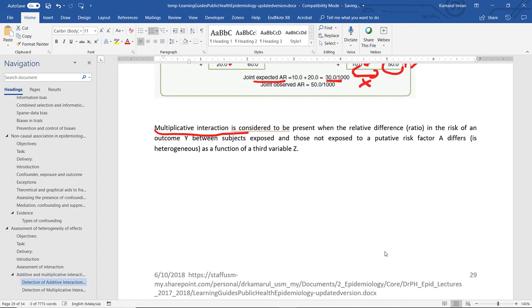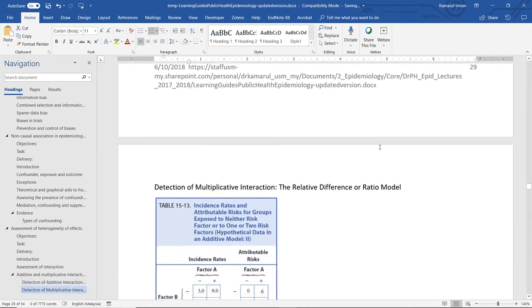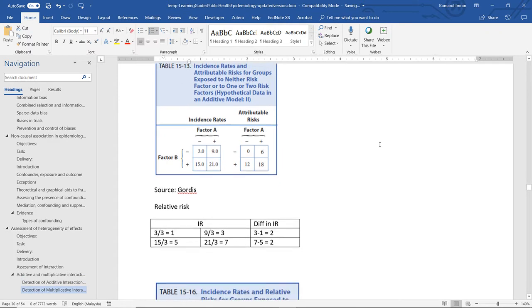Multiplicative interaction is considered to be present when the relative difference in the risk of an outcome Y between subjects exposed and those not exposed to a particular risk factor differs, or is heterogeneous, as a function of the third variable Z. Okay.